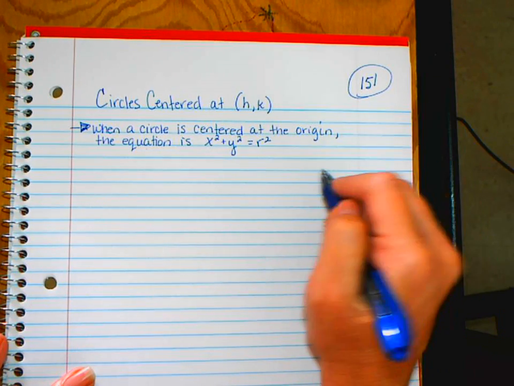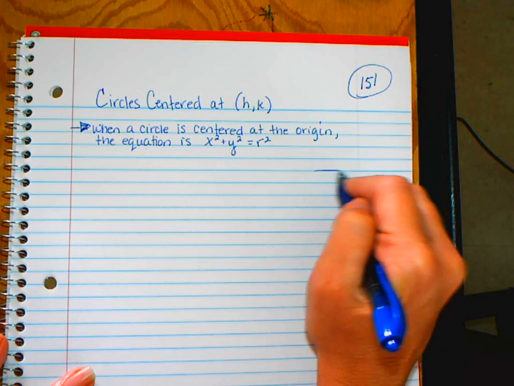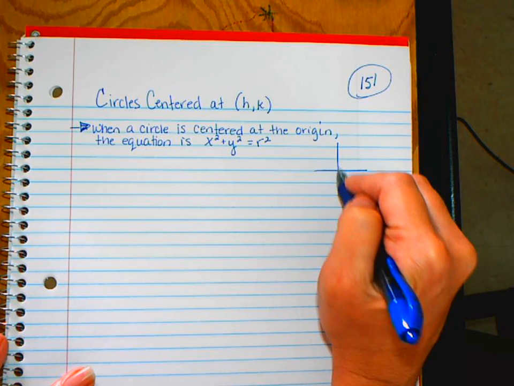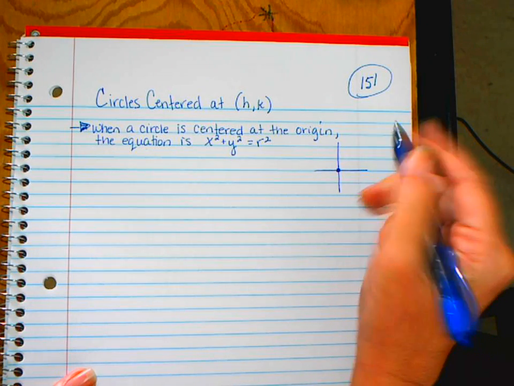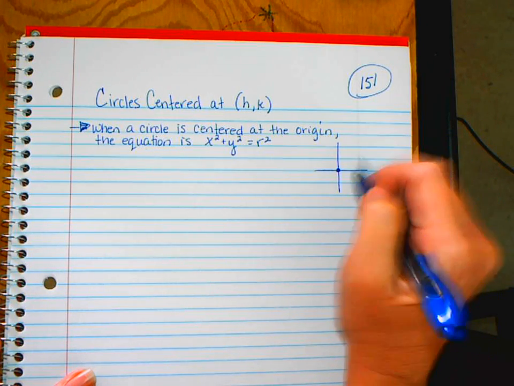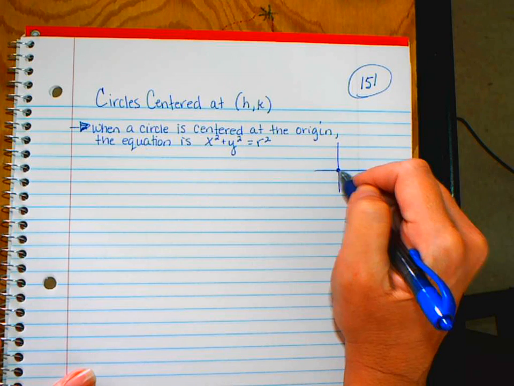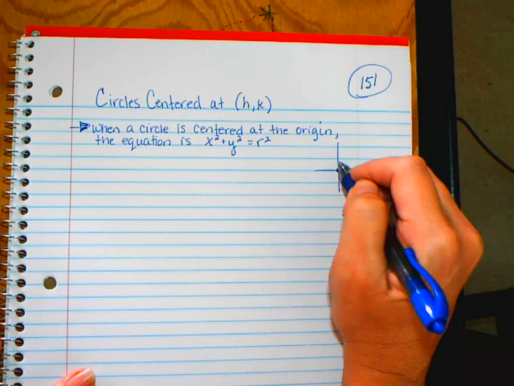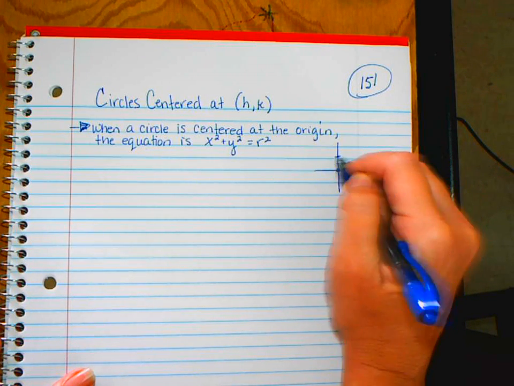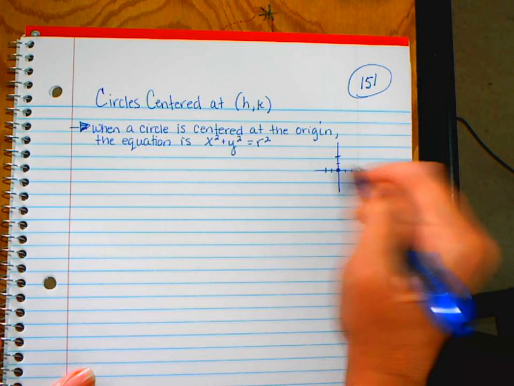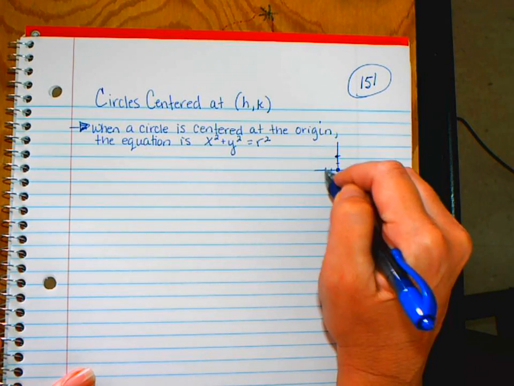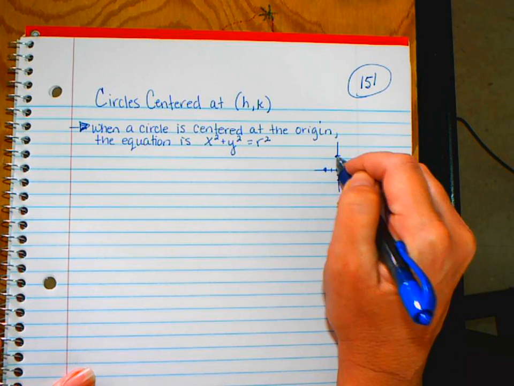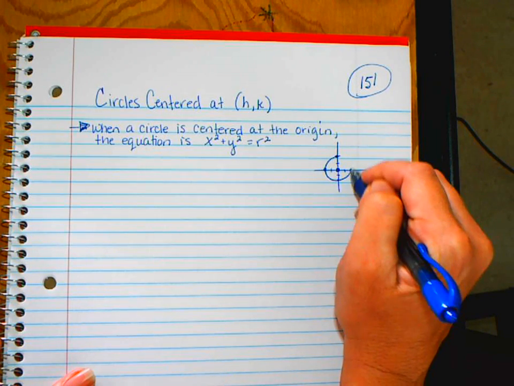So for example, if you have your x and y axis, the center of the circle is going to be at (0, 0), and I'm going to do a radius of 2. So I'd go to my center, go to the right 2 units, up 2 units, left 2 units, down 2 units, connect my points, and that's an example of a circle centered at the origin.